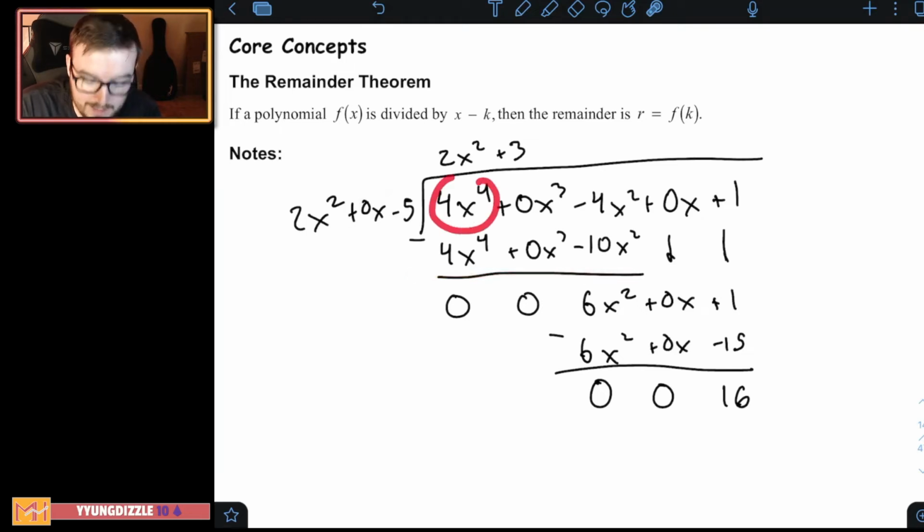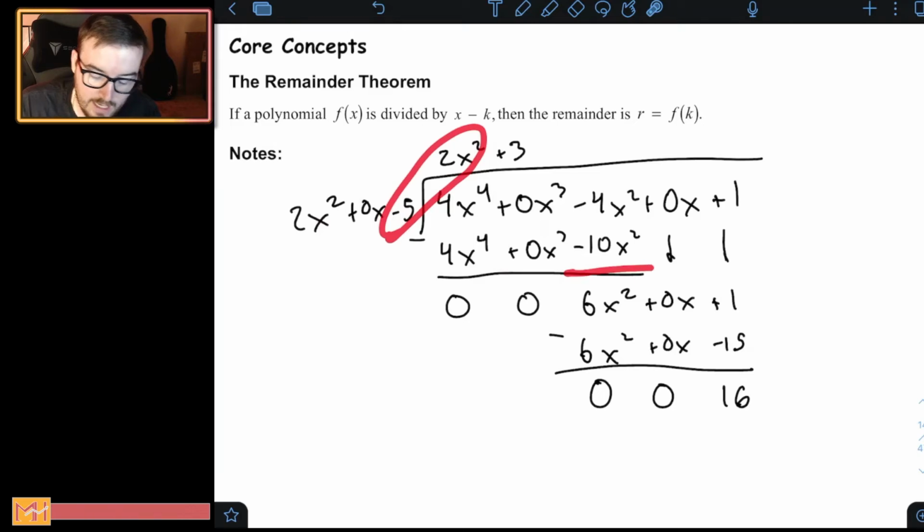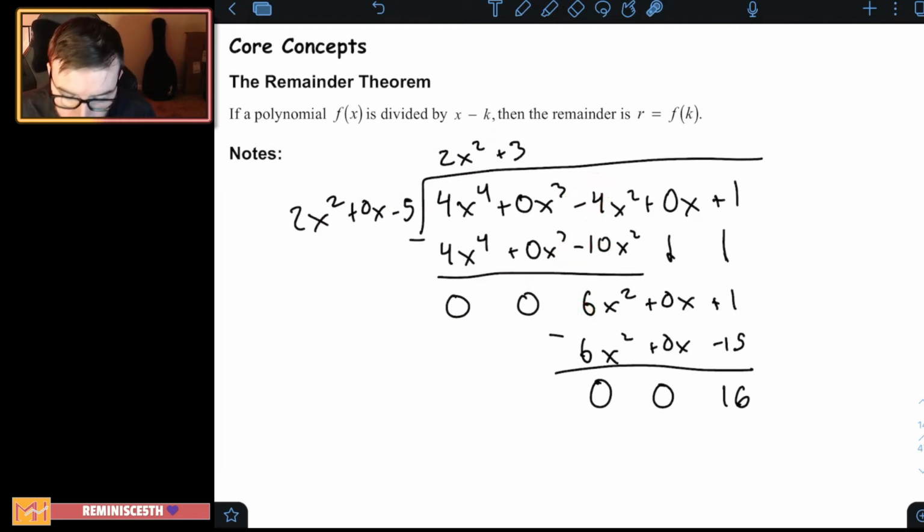So I looked at the 4x to the fourth and I said, 2x squared times what? Times 2x squared. 2 times 2 gives you the 4, and x squared times x squared. And when you multiply that to each of these, that is still going to be a 0, and that becomes negative 10x squared. And you subtract 0, 0. When you subtract the negative 10, that means you're adding 10, and negative 4 plus 10 is 6.